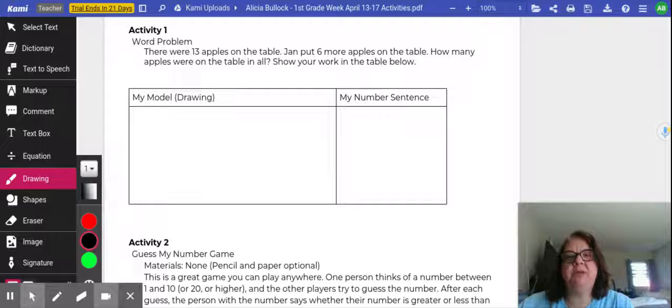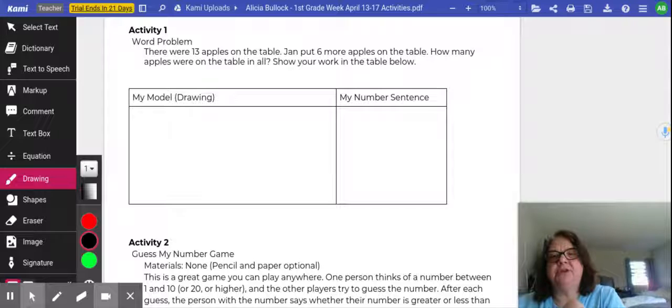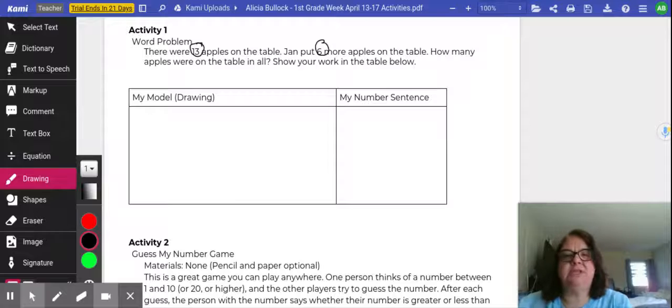So you read the problem, you circle your numbers so you know what numbers you're looking at, and then you have to just think, what does how many in all mean? Does that mean we're going to add or does that mean we're going to subtract? And then you are going to write your number sentence in this box and draw a picture over here.